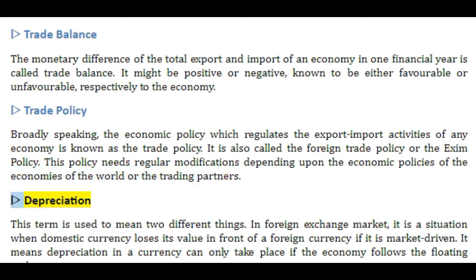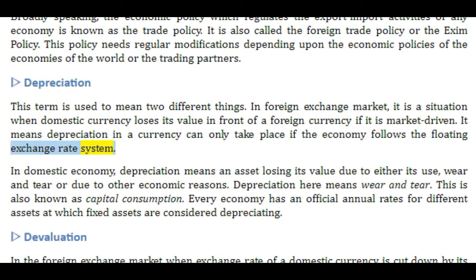Depreciation. This term is used to mean two different things. In the foreign exchange market, it is a situation when domestic currency loses its value in front of a foreign currency if it is market-driven. It means depreciation in a currency can only take place if the economy follows the floating exchange rate system.